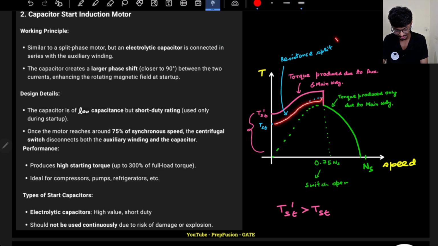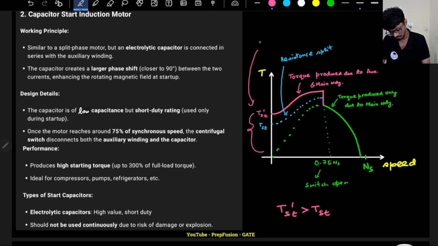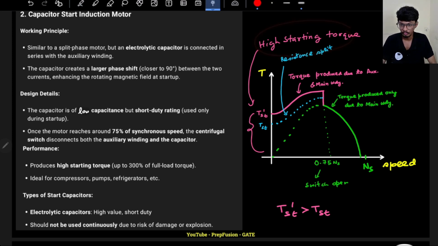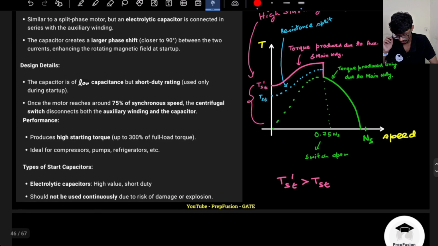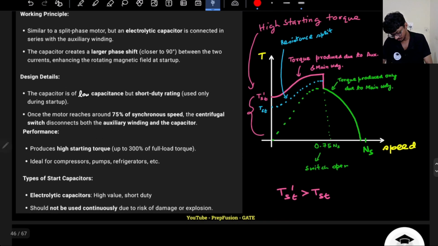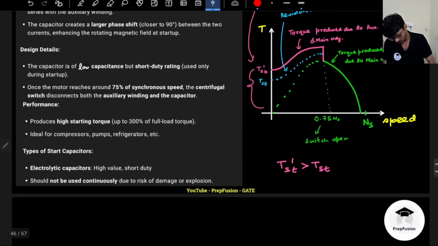This was the torque with the resistance split. Now I will get higher starting torque. Why? Because the phase shift angle has increased. So that's why I will get higher starting torque. I hope you have understood this point. It produces high starting torque, so electrolytic capacitors are used, of low value, sorry, not high value.